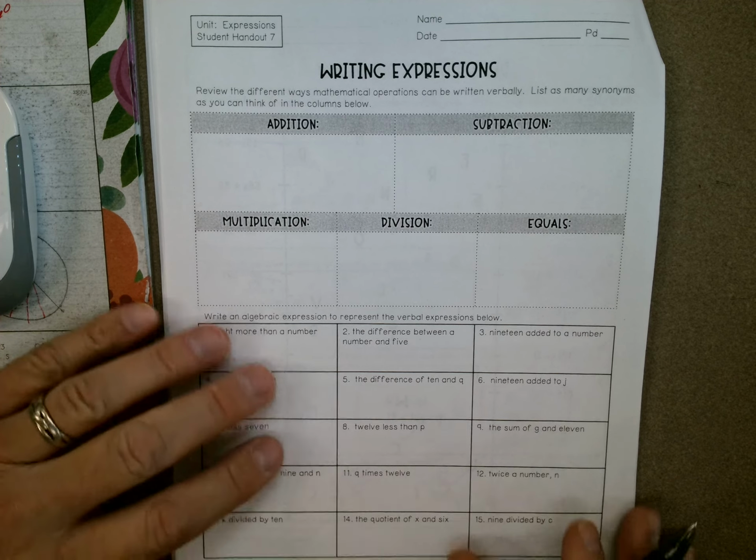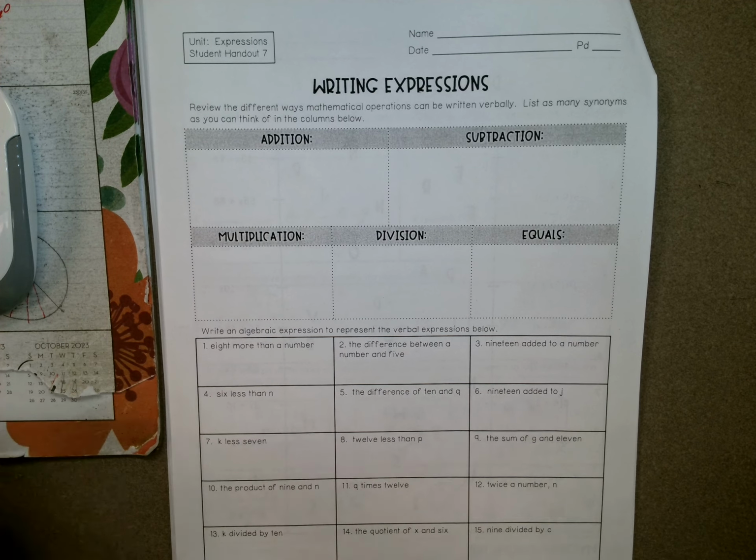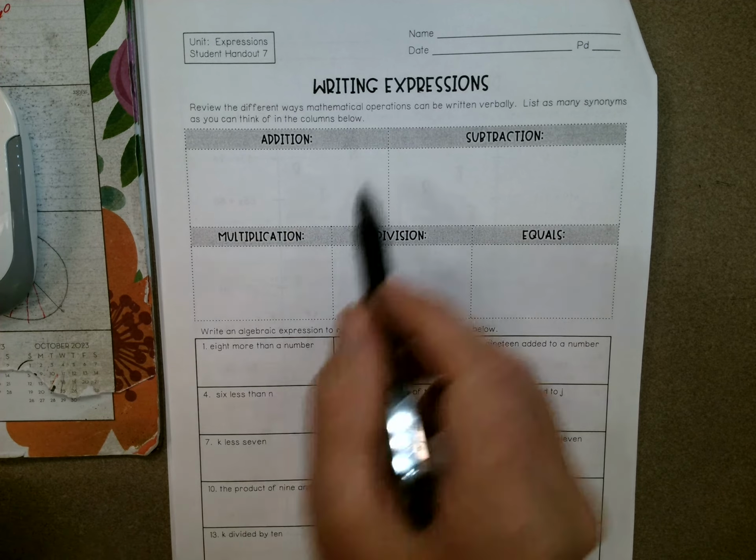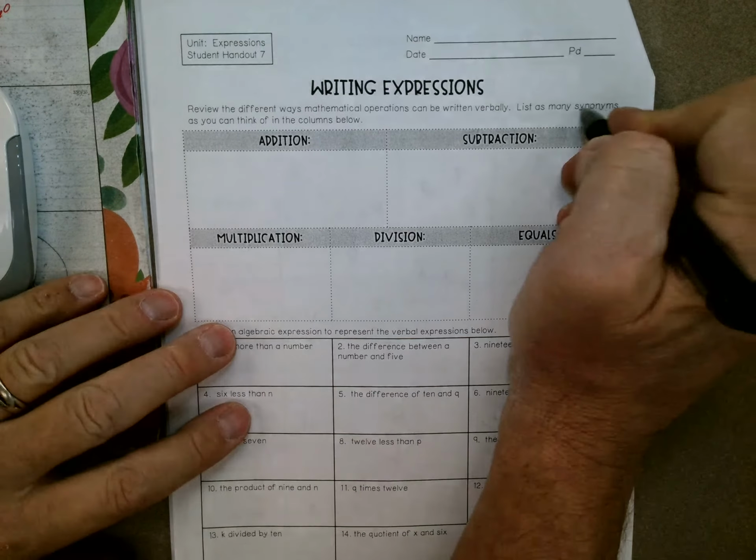Okay. All right. So first up, we're just going to review the different ways mathematical operations can be written verbally. And we're going to write as many synonyms as you can think of in the column. So if we were in class, we would do this together. Right now, I'm just going to list, and I've got a bunch, but I'm not going to list them all, just to get the idea.